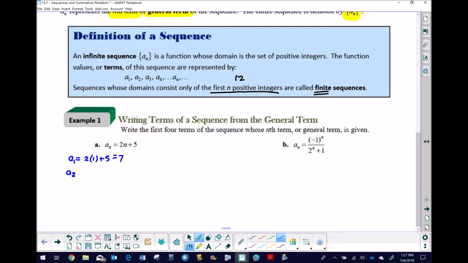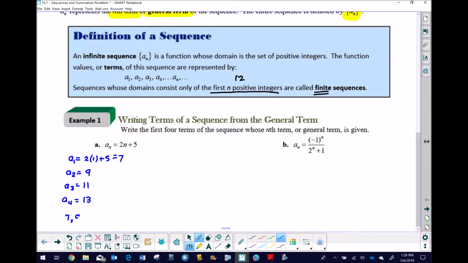Finding a sub 2: 2 times 2 is 4, plus 5 is 9. a sub 3 is 11. You guys can probably already pick out the pattern. a sub 4: 7, 9, 11. What do you think it's going to be? 13. Okay? Generally speaking, full credit would be given for that particular presentation of the answer.